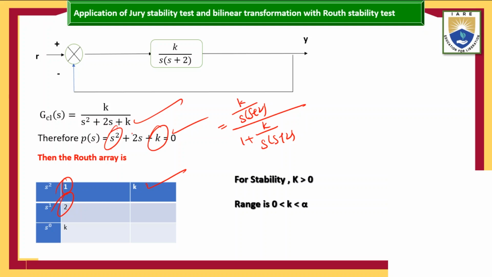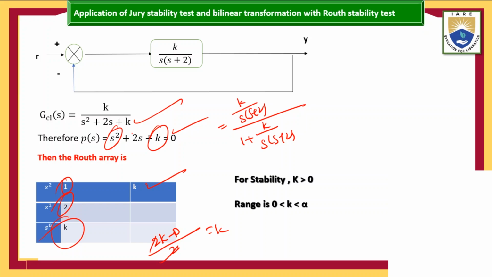After that, to find the third row, that is AD minus BC. What is the value of AD minus BC? 2K minus 1 into 0, divided by 2. So we got the K value. Okay, we found the K value.